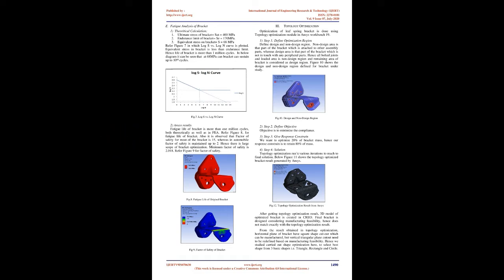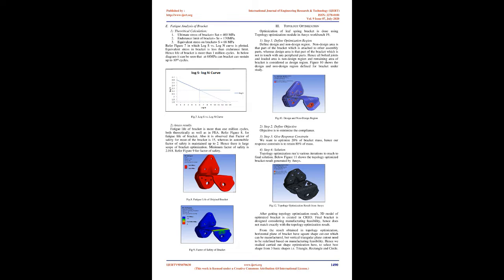Also it is observed that factor of safety for most of the bracket is 15, whereas in automobiles factor of safety is maintained up to 2. Hence there is large scope of bracket optimization. Minimum factor of safety is 2.018. Refer Figure 9 for factor of safety.